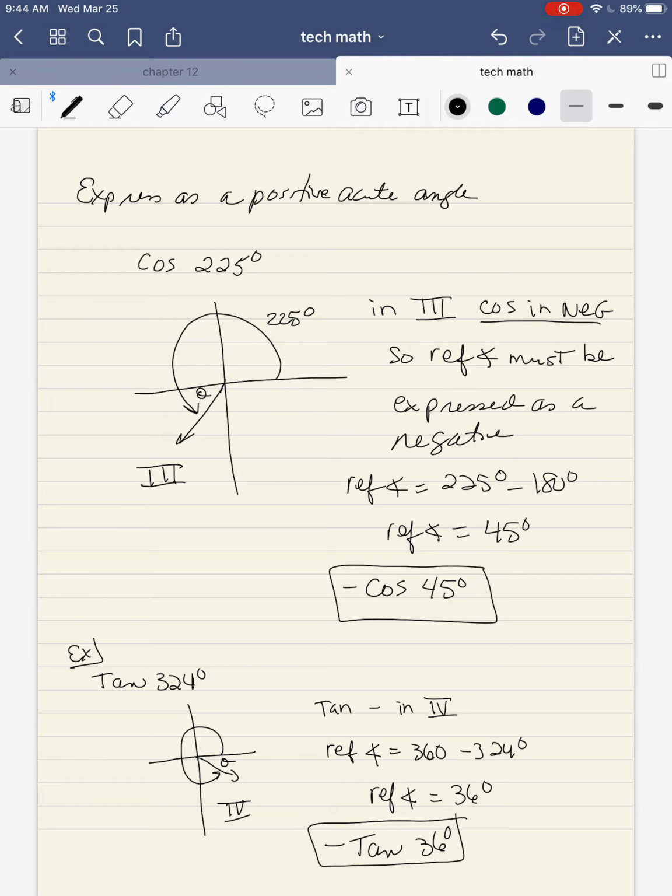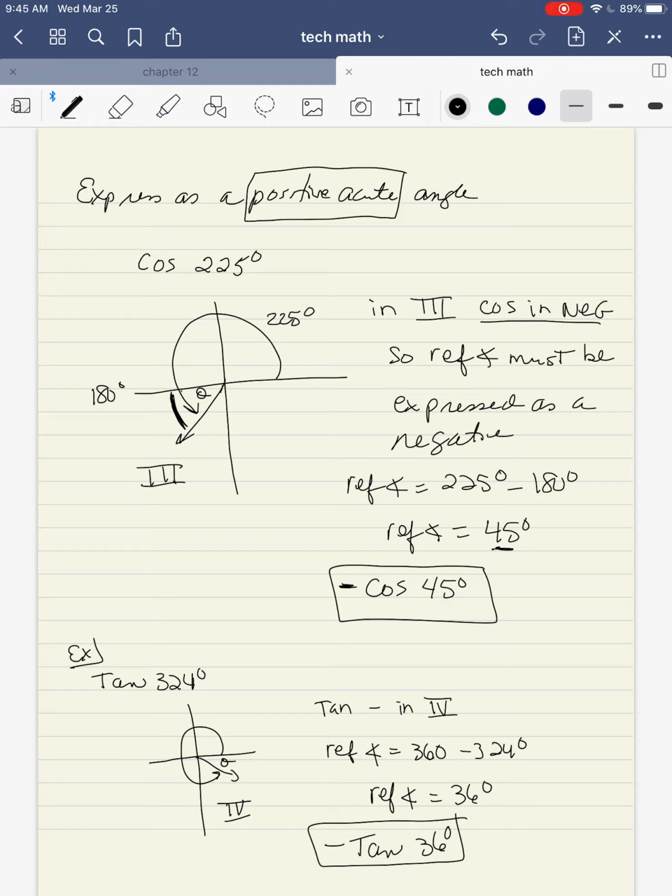So the reference angle must be expressed as a negative. When you find the reference angle, it's going to be 225 minus 180. That's going to give me this measurement right in here. Again, all the way around is 225, and the axis is 180. So if I do 225 minus 180, that gives me the reference angle. But since it has to be negative, I express it as negative cosine 45. I need the 45 degrees because the problem says find a positive acute angle. The positive is the 45. It's acute. I account for the sign difference of quadrant 3 by putting the negative sign out in the front.